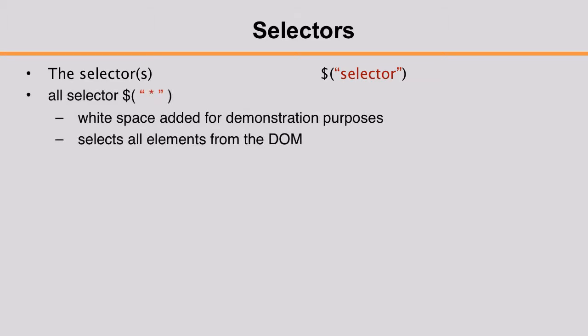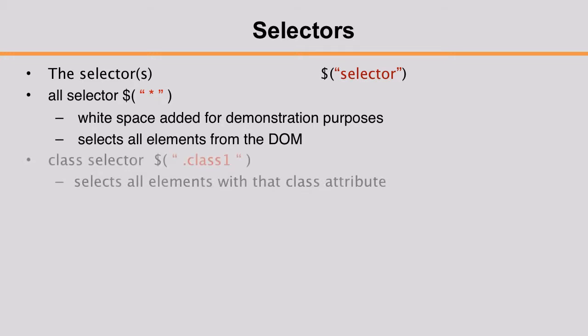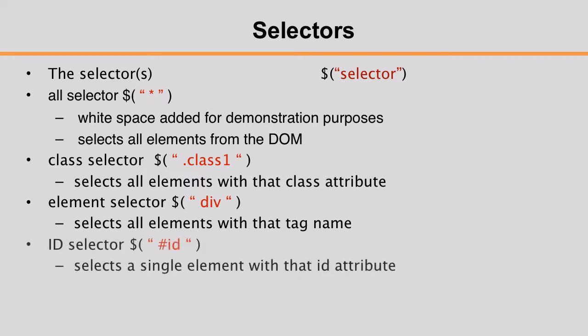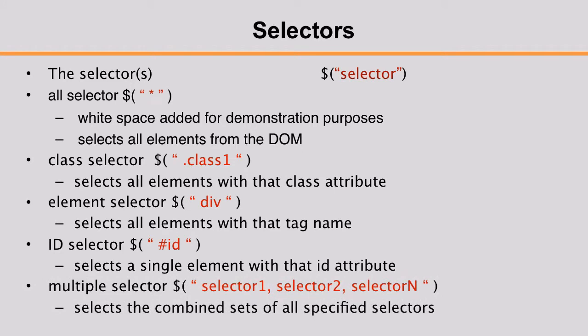Note that throughout this section we have added whitespace to make viewing details easier. The all selector is the wildcard character, the asterisk. The all selector selects all elements from the DOM. The class selector selects all elements with that class attribute, in this example, class 1. The element selector selects all elements with that tag name, in this example, all divs are selected. The ID selector selects a single element with that ID attribute. Multiple selectors can combine specific selectors such as div, paragraph, class 1, and so forth.